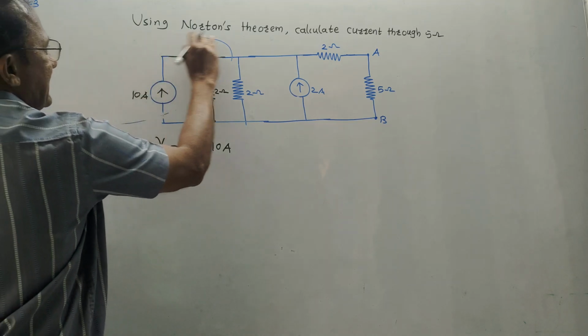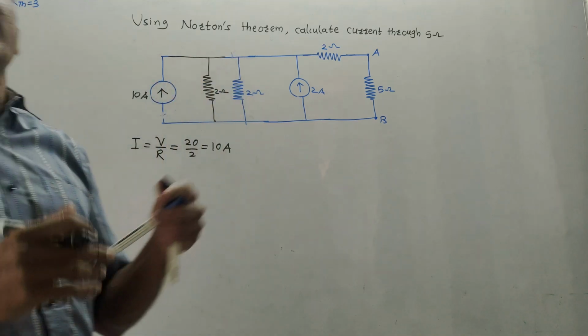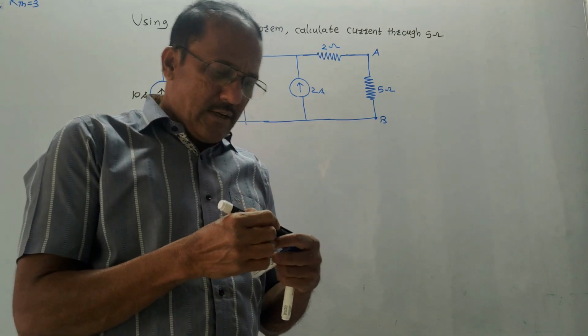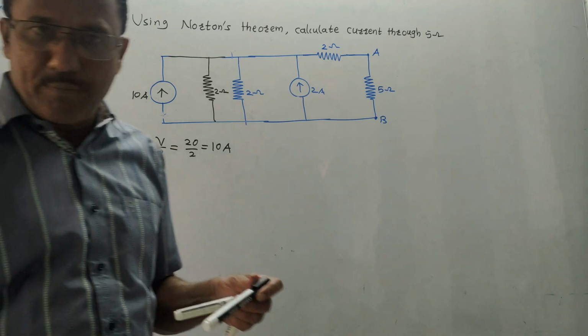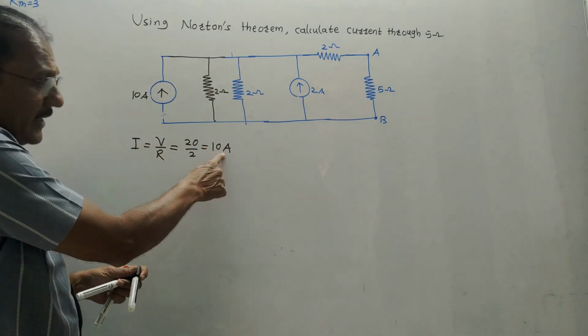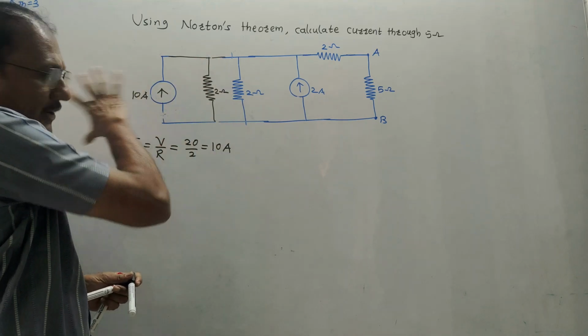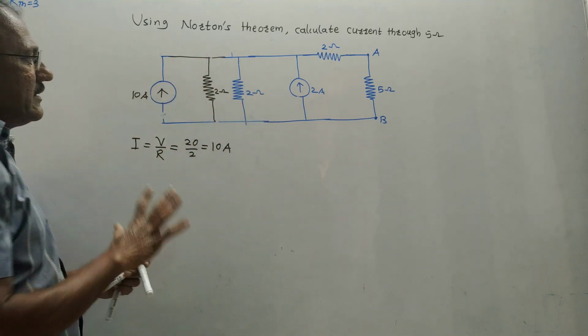So remember this simple trick. If there are different types of sources like one voltage source, one current source, try to convert voltage source in terms of current source. After calculating value of current, how to do it? V upon R, it is 10 amperes. Draw that resistance in parallel and replace that voltage source by the current source.